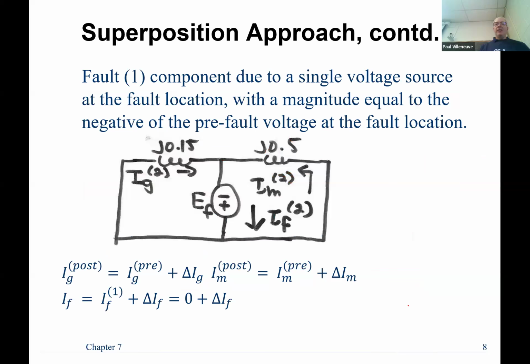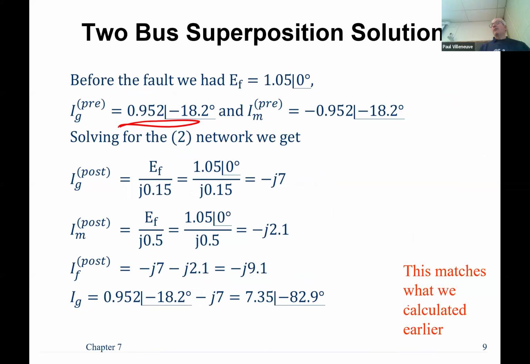So why is this method a little bit better? It seems like it might be less work, although it's hard to tell. But what did I get for a current here that I didn't get in the previous case? I know what the generator current is after the fault occurs. Why is that important?